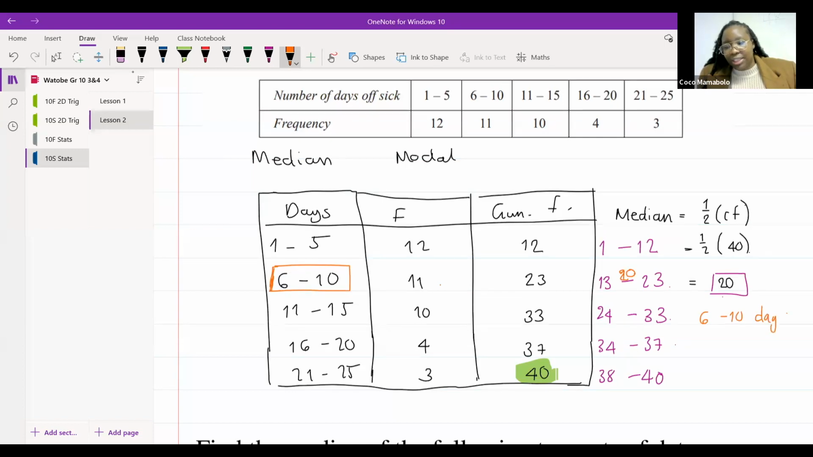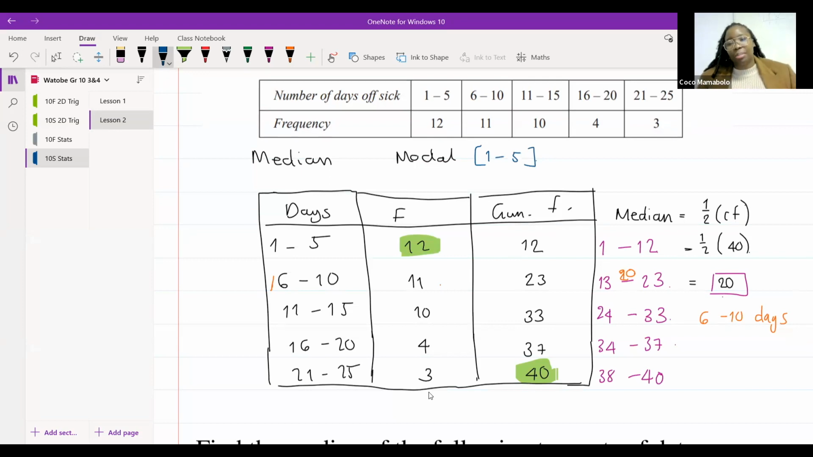That's the median interval. Now, my next question is, what is my modal interval? What is modal? Frequency. Look for the highest frequency. That would be 12. Good. So 12 is my highest frequency. So my modal interval would have to be how many days? Between 5 days. 1 to 5 days. Correct.